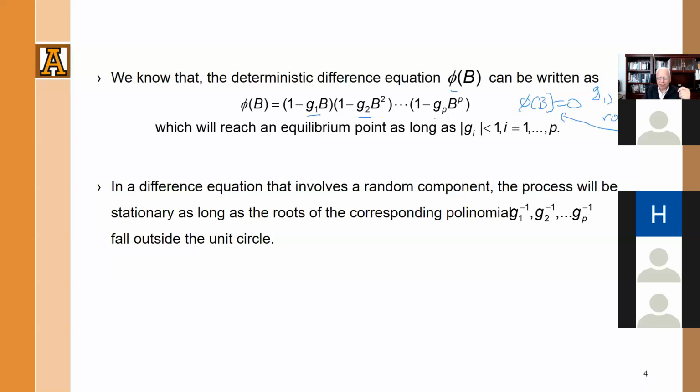Okay? Or I say it here outside the unit circle, but of course, if we are in p dimensions, it's really a p-dimensional sphere or hypersphere. Okay? But just to avoid complications in the language, we just say outside the unit circle. That is, g1 to the minus 1 will be greater than 1 in absolute value, and g2 to the minus 1 and so on. Okay, all the roots have to lie outside the unit circle. Now, that's the condition for stationarity in a stochastic difference equation like the one we're dealing with here in the autoregressive model.